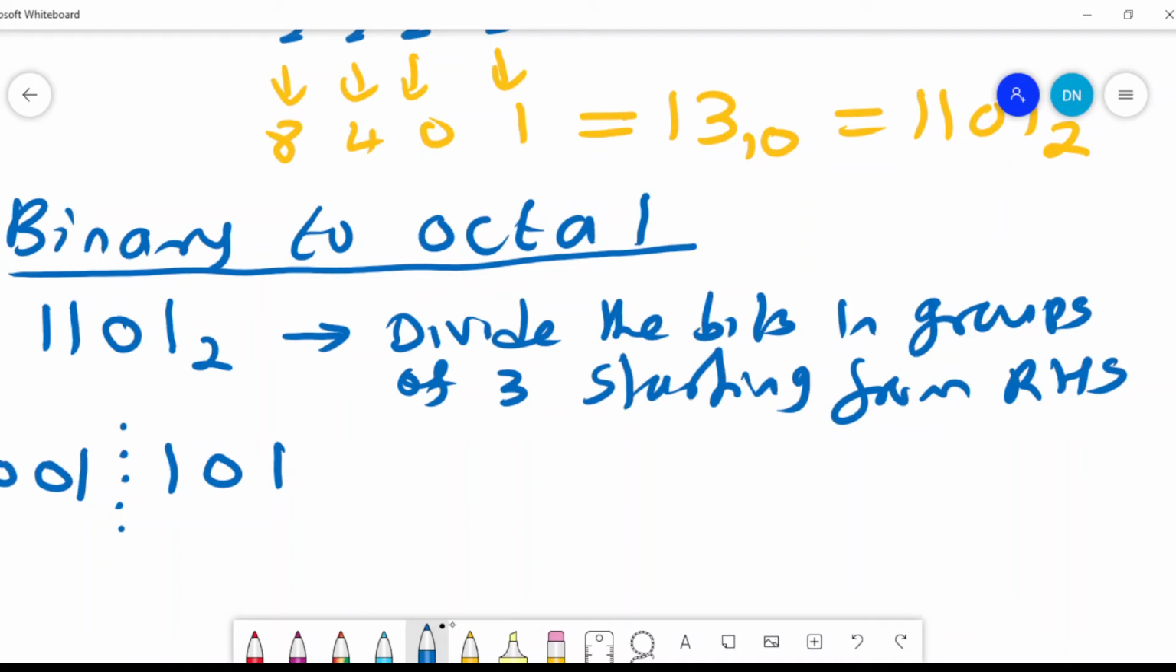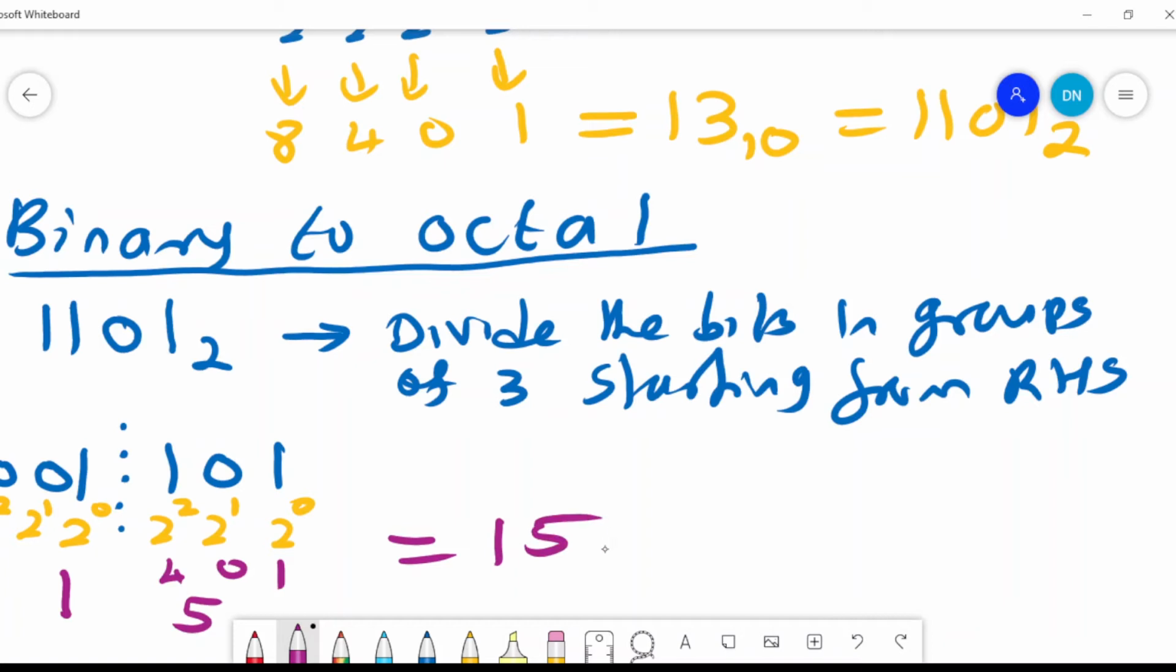Zeros will not change anything. So we are treating this as two different numbers: 2 to power 0, 2 to power 1, 2 to power 2, then 2 to power 0, 2 to power 1, 2 to power 2. And we know on this side it will be 1, and on this side it will be 4 plus 1, this is 4, this is 0, and this is 1, and that is 5. So this will be 15 to base 8, which is the same as 1101 to base 2.